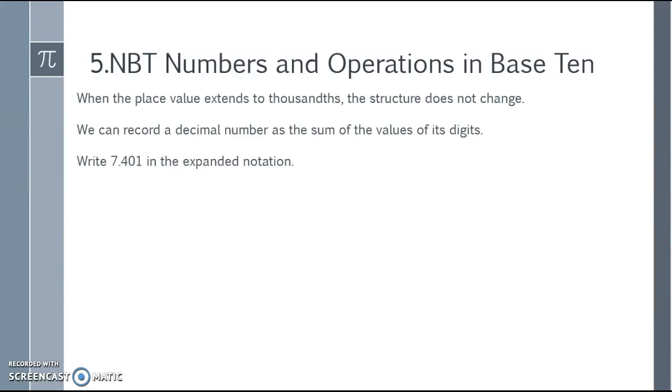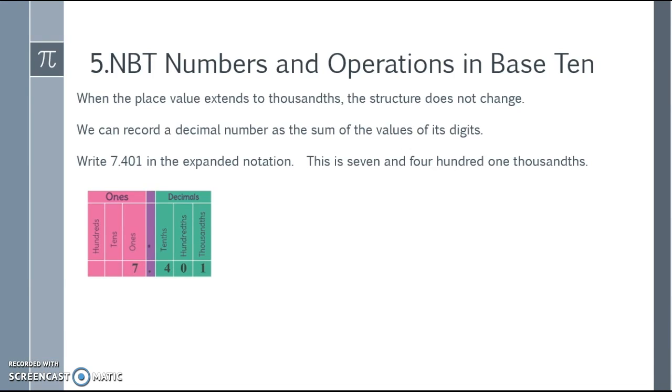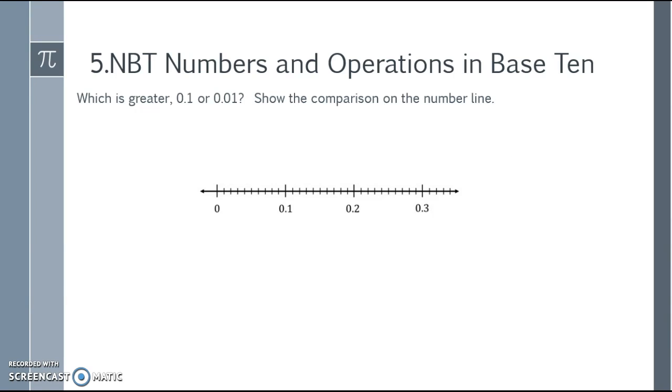Let's continue with 7 and 401 thousandths written in expanded notation. When I look at it in the place value chart, I see I have 7 ones, 4 tenths, 0 hundredths, and 1 thousandth. So 7 times 1 plus 4 copies of 1 tenth plus 1 copy of 1 thousandth. Notice I don't have any hundredths, so I can leave that portion blank.